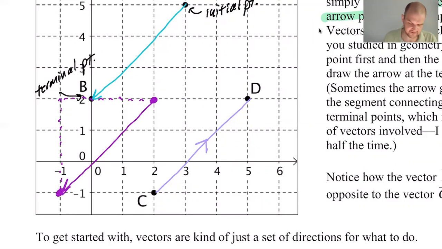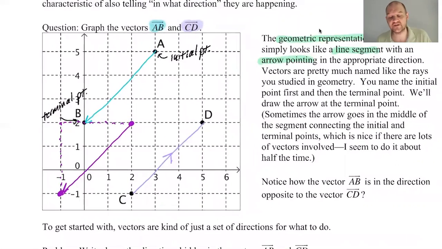So it's just a set of directions that takes you from a starting point to a terminal point and tells you what to do. So the vector AB says move 3 units to the left, move 3 units down. Where are you going to start? Wherever you want. As soon as you choose a starting point, you have to move 3 units to the left, 3 units down. That's how the vector works.